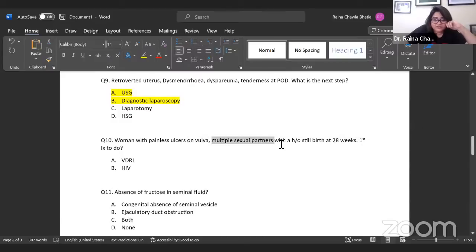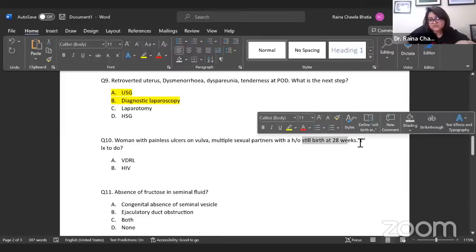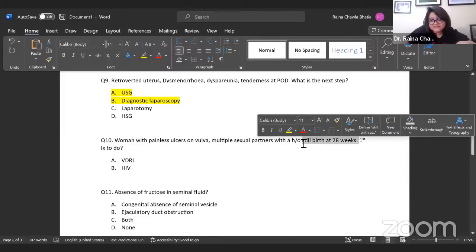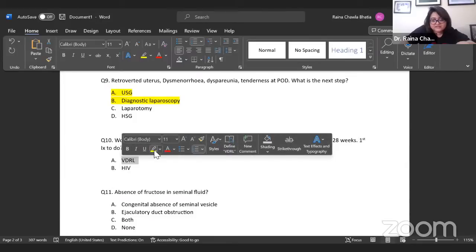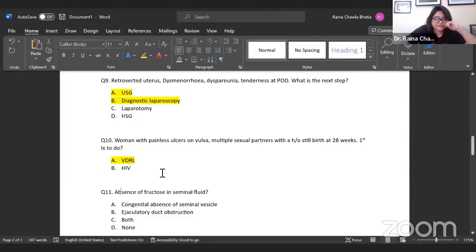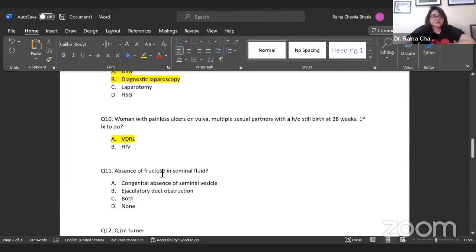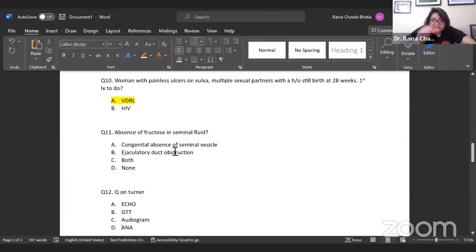Multiple sexual partners with a history of stillbirth. So when you have this history of stillbirth, always think of congenital syphilis. Okay, so the first investigation you would do with painless ulcers and a history of congenital syphilis would be a VDRL.